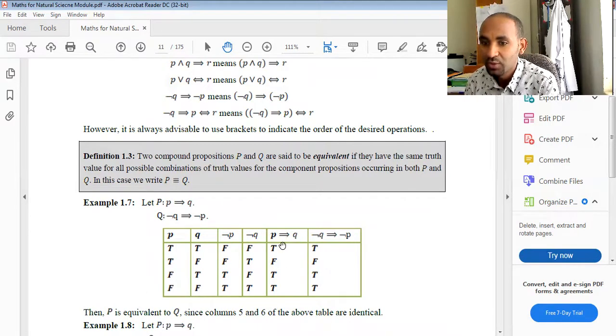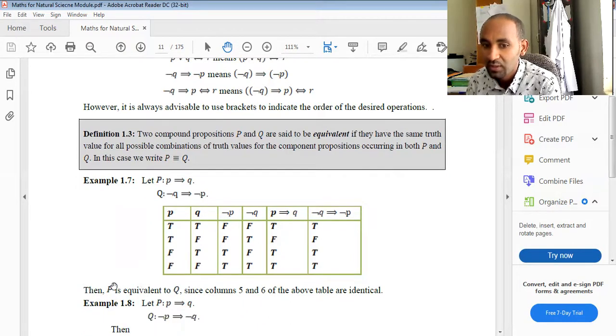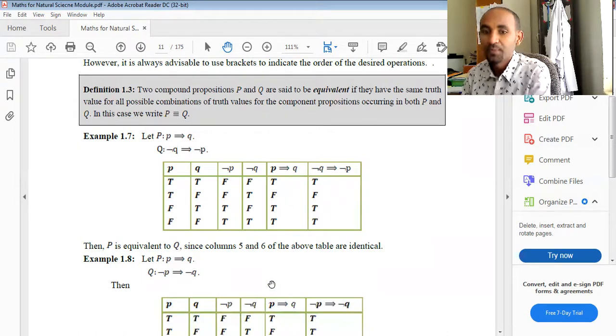So P implies Q has truth values true, false, true, true. Not Q implies not P has truth values true, false, true, true. So both are true in the first case. In the second case, both are false. In the third case, both are true. In the fourth case, both are true. Hence, the compound statements P and Q are equivalent. And that is shown using columns 5 and 6 in this table, okay?